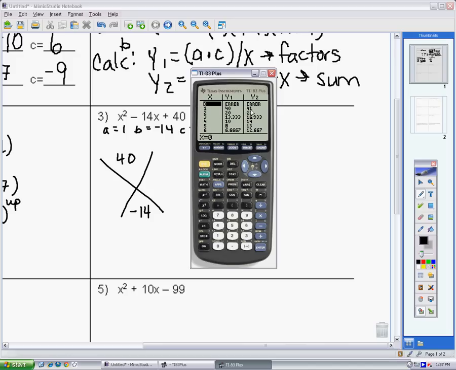factors, and these are getting smaller and smaller, and then they get bigger and bigger. So I need to go back up, and I can tell I'm going to have a negative number because my middle term is negative. So I'm going to look for negative 14, and it's right here. So that tells me my factors are negative 4 and negative 10.